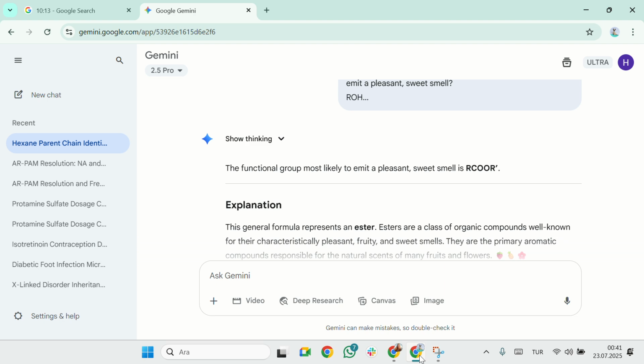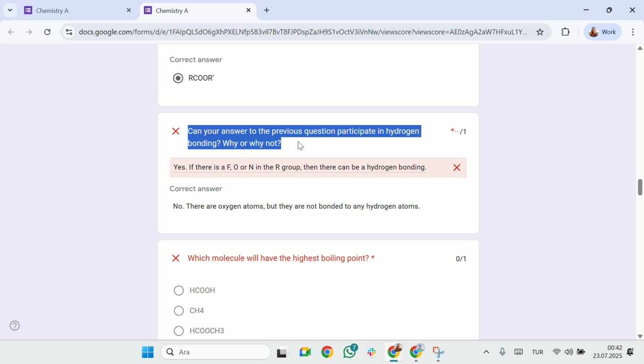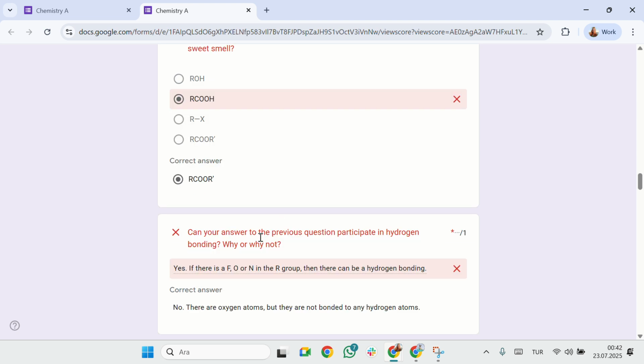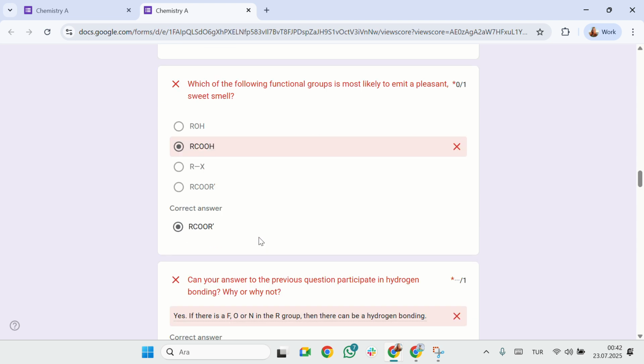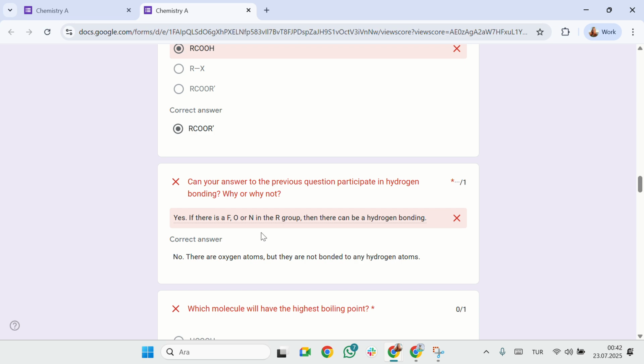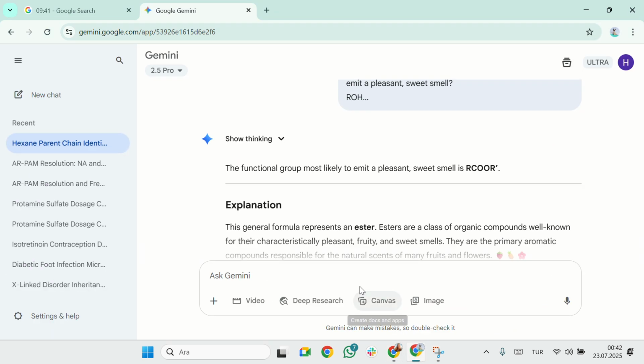Oh, how much time do I have left? Okay, I have 10 minutes. I still have 10 minutes. Can your answer to the previous question participate in hydrogen bonding? Okay, it was a no question. I think it was because these groups, now that I remember, ester groups are cyclic groups, so maybe it's not an answer, but let me clarify this by asking it to Gemini.